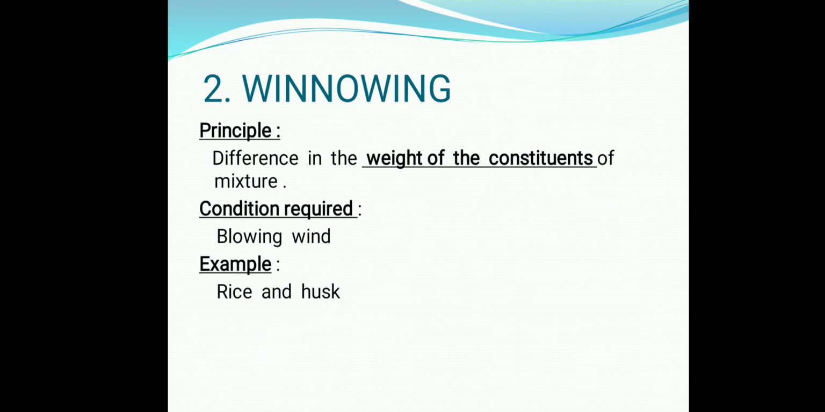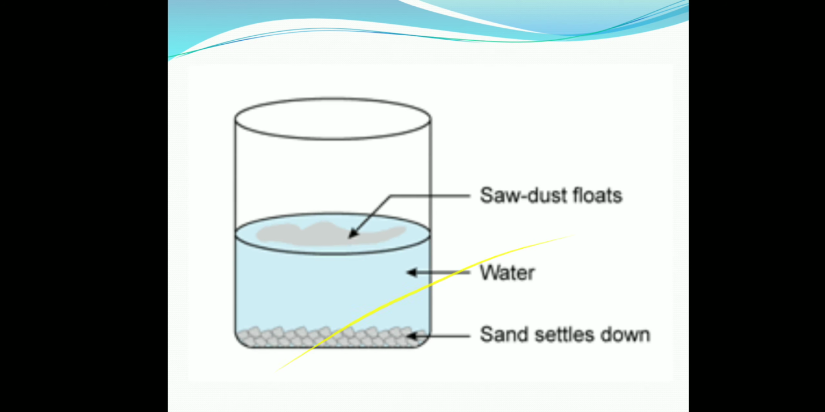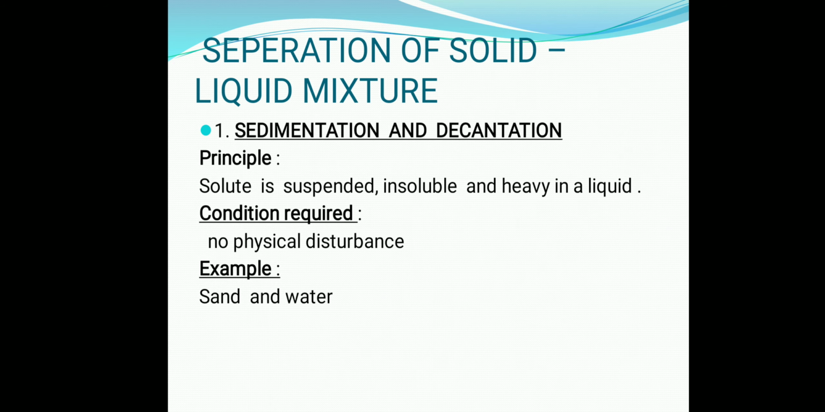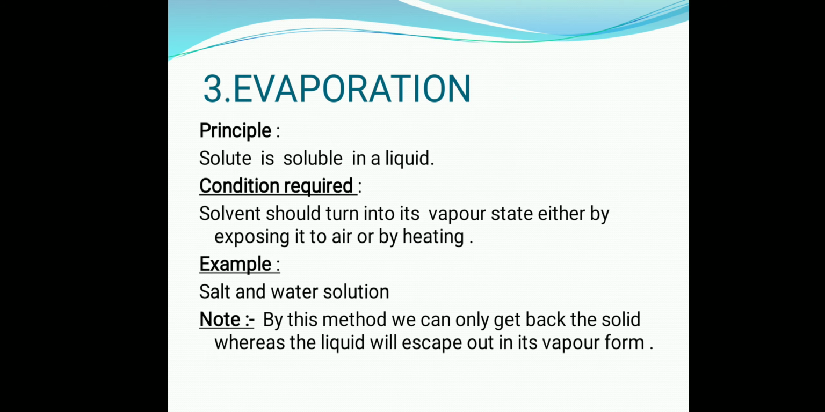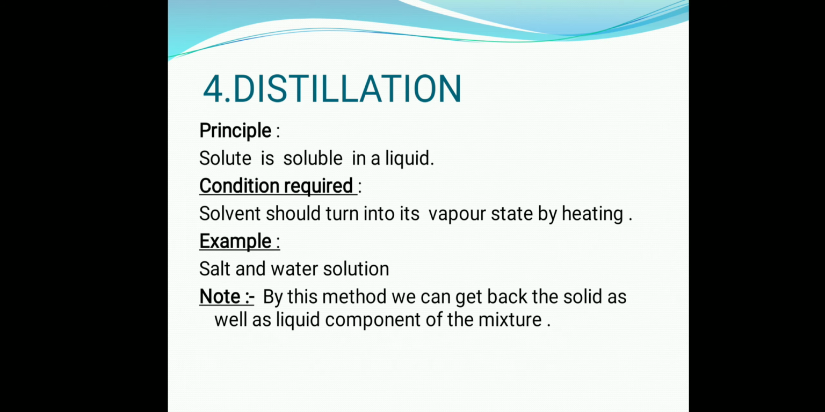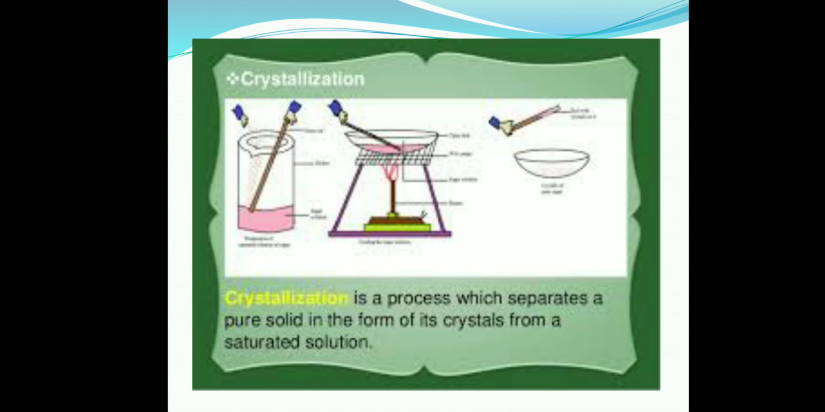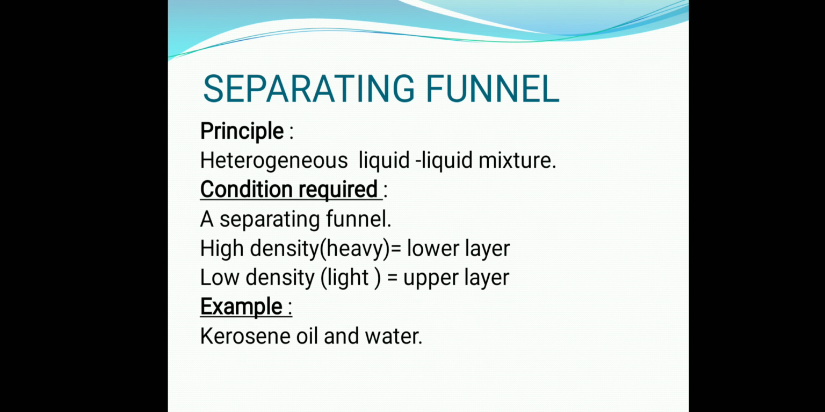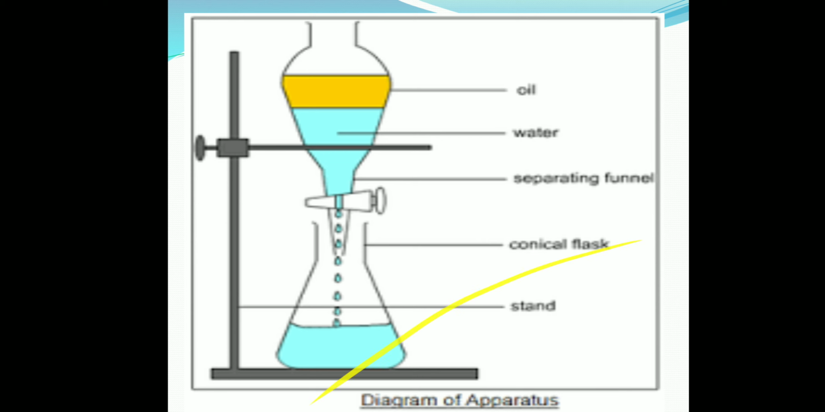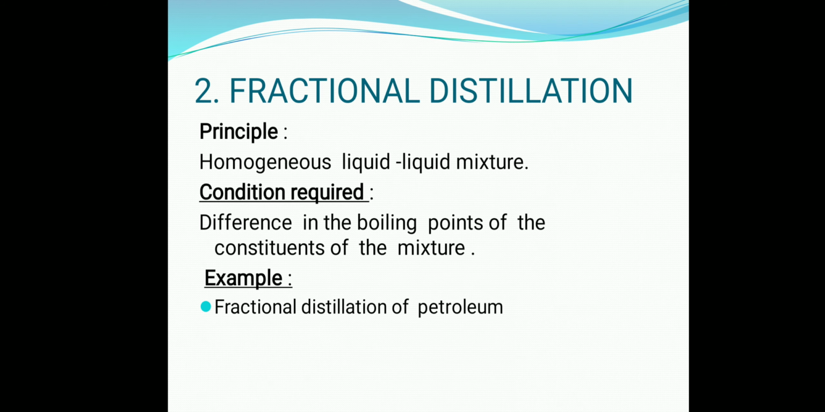Immiscible liquids. Whereas by the use of fractional distillation chamber, or by the process of fractional distillation, we can separate the homogeneous liquid mixture. And what is homogeneous liquid mixture? That is the miscible liquids, and miscible liquids are what? Homogeneous liquid mixture.